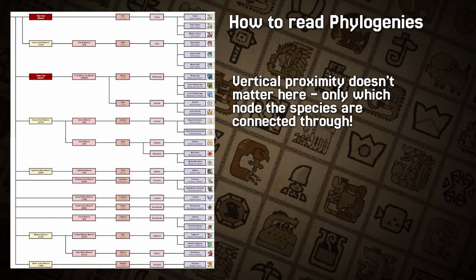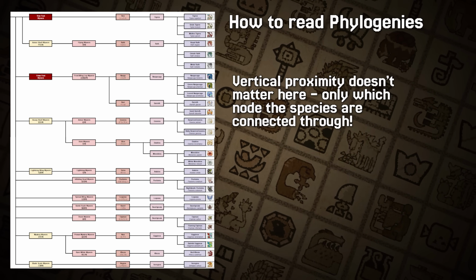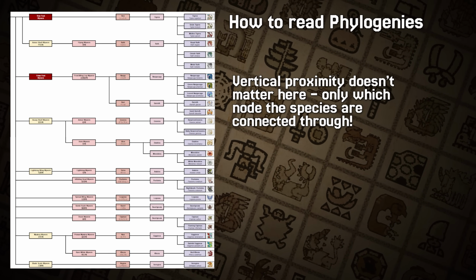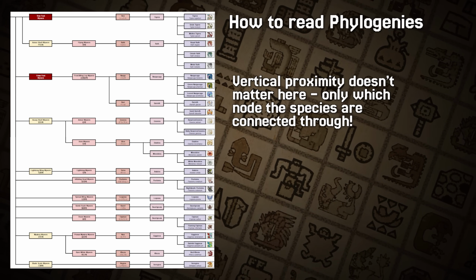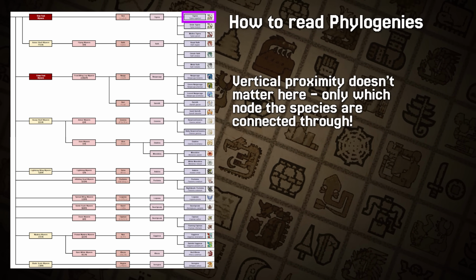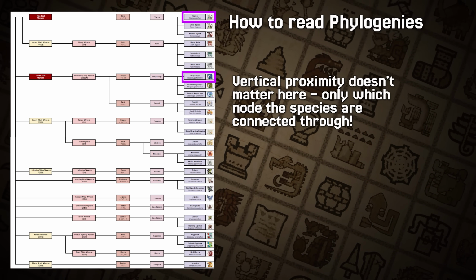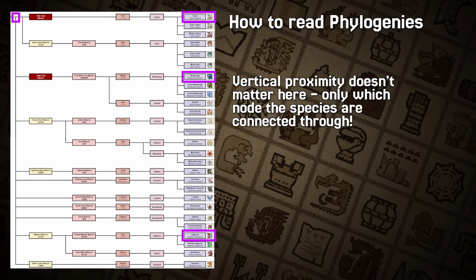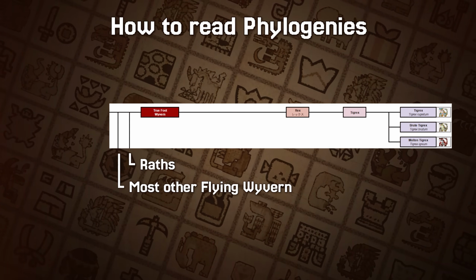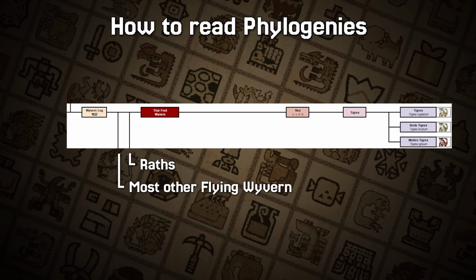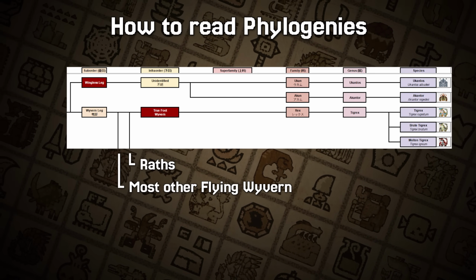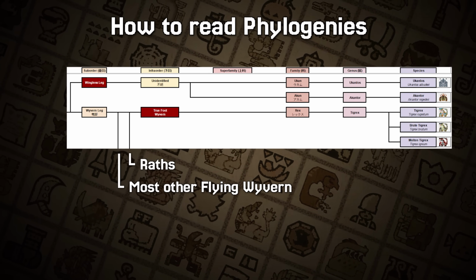It's also important to know that how close a species is to the Tigrex vertically makes no difference here. All that matters is which node they are connected by. So the Tigrex is equally as related to the Nargacuga as it is to the Giginox, because they both share the same node with Tigrex. If we were to go further left, we'd see that the Tigrex is more closely related to all other flying wyvern than it is to Acantor and Ucanlos, and so on.